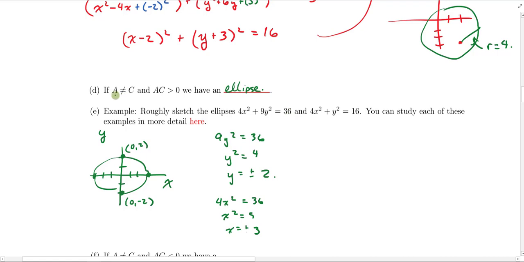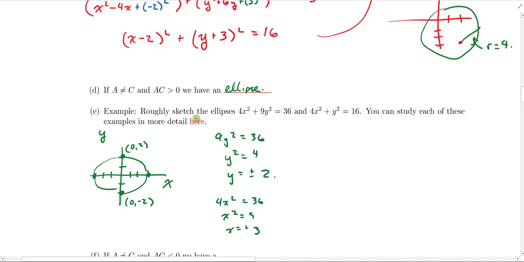So again, when the A and C values are not the same, then we have an ellipse if their product is positive. So these could both be negative signs here. Of course, the first thing you do is divide them over. And anyway, you would end up with an ellipse. Okay? So we could do this one real quick here. I think I'll let you guys pause the video and sketch this ellipse.